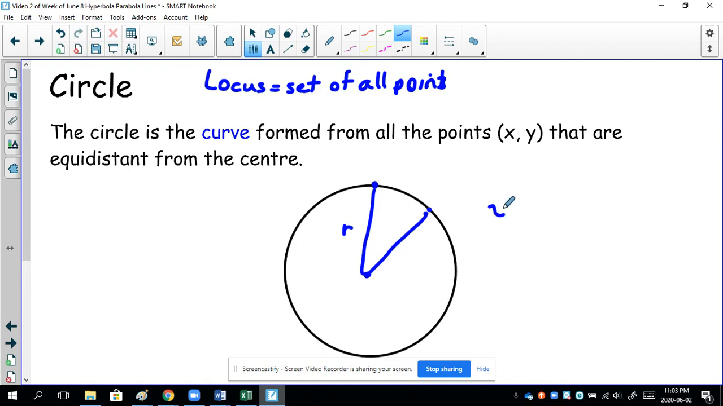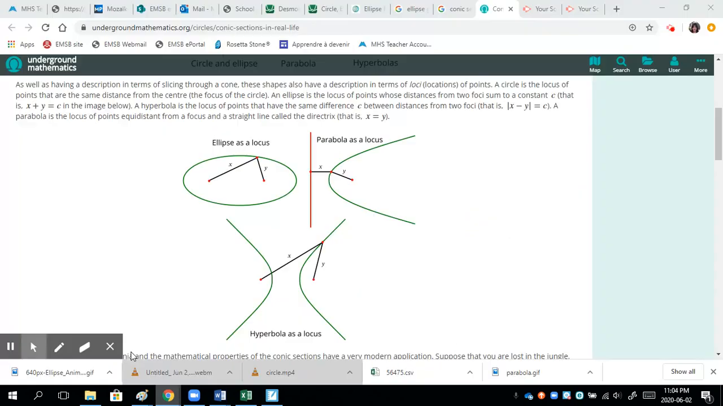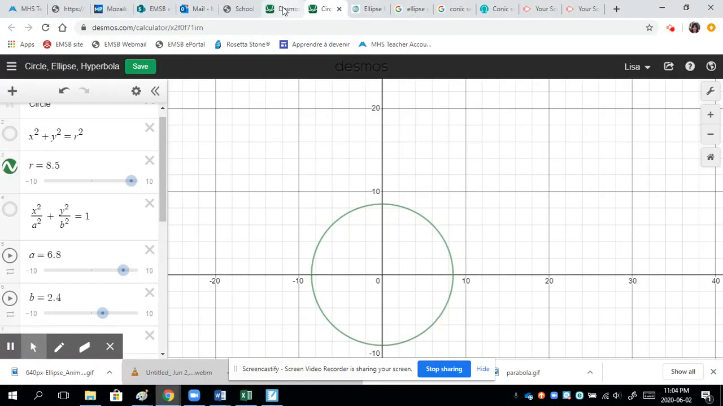Which means that the equation of the circle looks like this. It's the set of all x and y such that x squared plus y squared will always give you the radius squared. Okay, that's the equation of the circle. So I just want to show you in Desmos. That's what I'm going to try to do. I'm going to try to go back and forth.